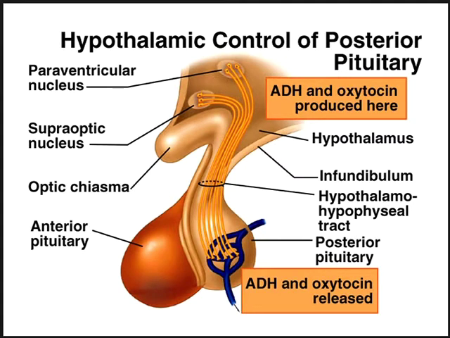Now, this picture is what we just talked about, right? The hypothalamus produces ADH and oxytocin. Then it travels into the posterior pituitary, where it will wait to be released. Also, the hypothalamus is actually the boss. It will decide when the posterior pituitary is supposed to release the hormones, which hormones and when, okay?